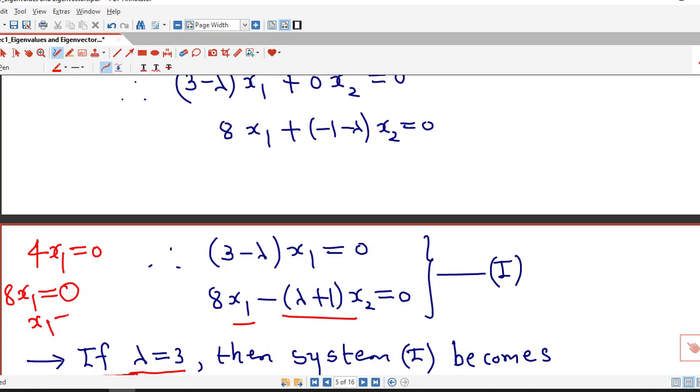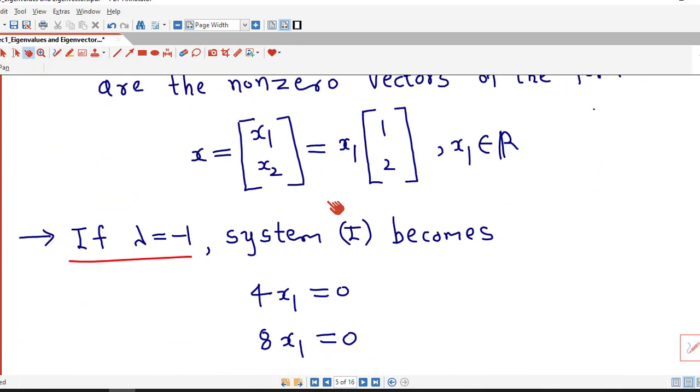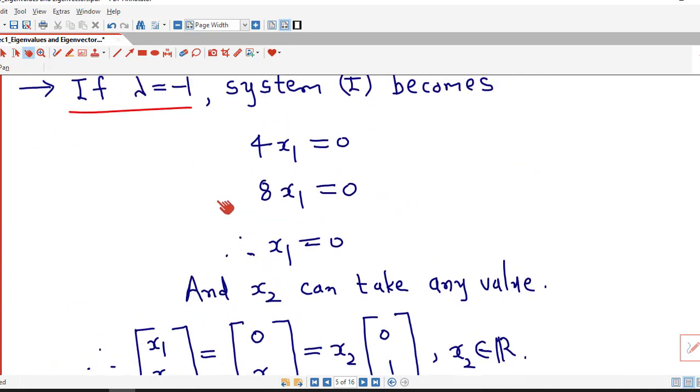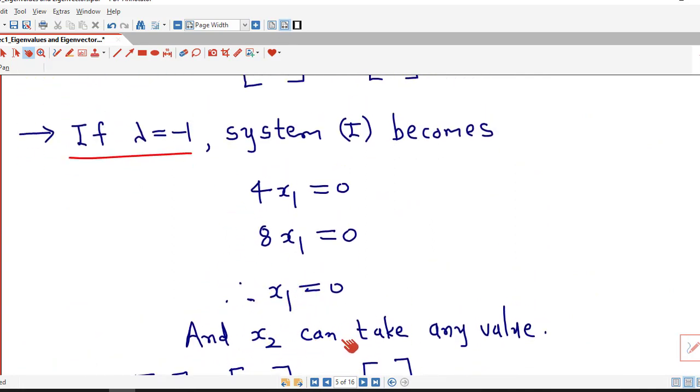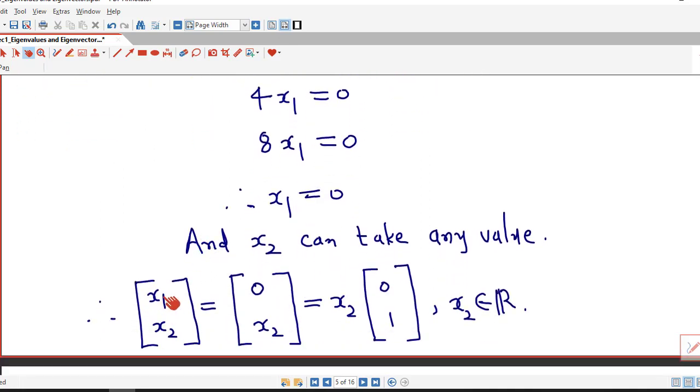So we obtain x1 equal to 0. That means the first component of eigenvector is 0 for any eigenvector, and there is no restriction on this second component x2. So for lambda equal to minus 1, we obtain x1 equal to 0 and x2 can take any value. So therefore we write (x1, x2) equal to, x1 is 0, there is no restriction on x2, and here we can take x2 outside, so we write x2 times (0, 1).